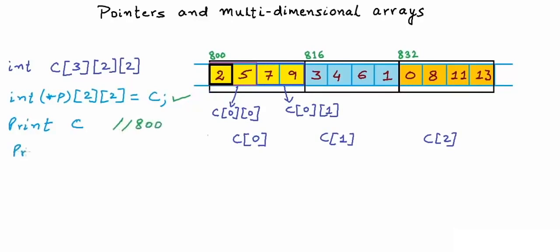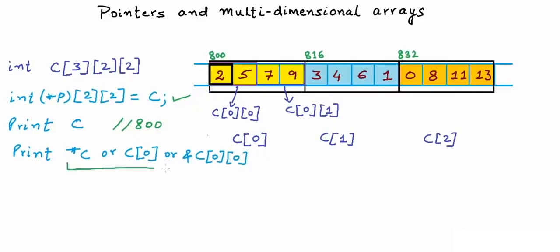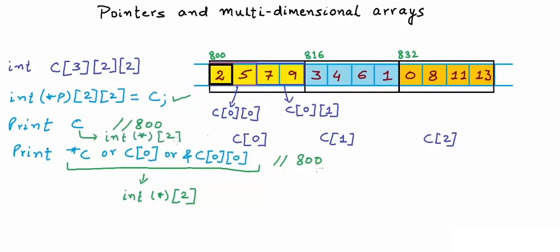Now if I perform a dereferencing and try to print asterisk C, then this will be same as C0, and C0 is a two-dimensional array, so we will get a pointer to the first element in C0. All these expressions are returning us pointer to one-dimensional array of integers of size 2, and the address printed will be 800. Remember, C is of type pointer to 2D array of 2 cross 2, and dereferencing once is giving us pointer to one-dimensional array of 2 integers.